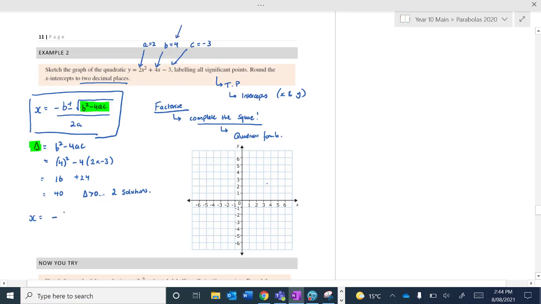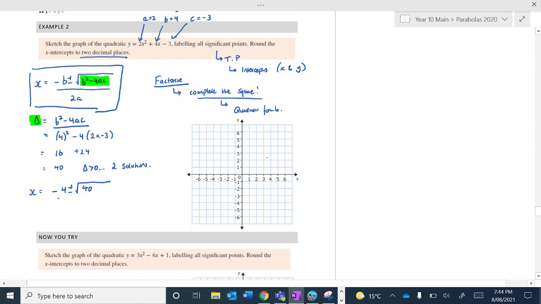Because now, if I want to do the quadratic equation, x equals minus b. So it's minus b, which is minus 4, plus or minus the square root. Now, we've done all of this. We've worked out what this is. That's 40. So we put 40 into there. And then let's go into 2a. 2 times 2 is 4.